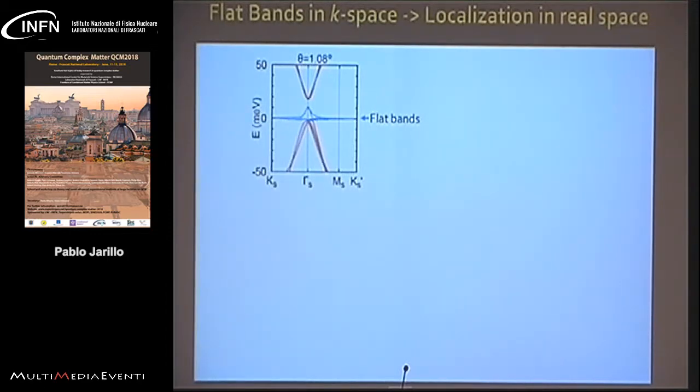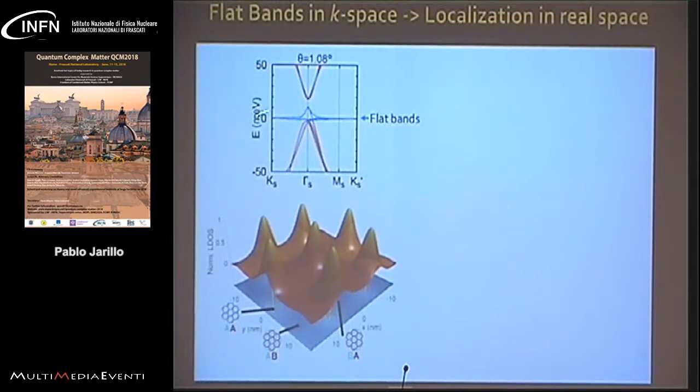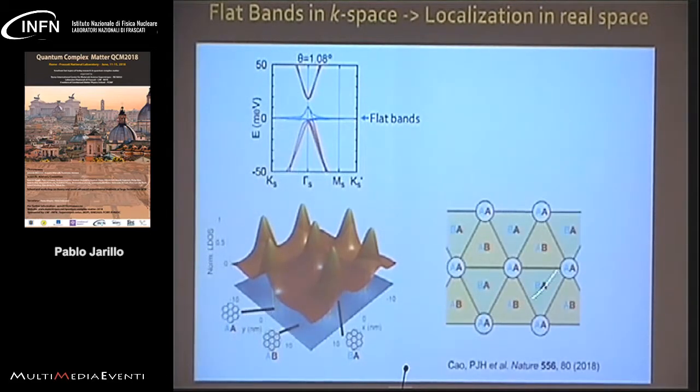So now, flat band, okay, flat in momentum space means localized in real space. Okay, you just do the Fourier transform. So what happens is that if you calculate the density of states in these flat bands, okay, as a function of space, what you have is these localized peaks at regions where you have AA stacking, where the two graphene sheets are locally, approximately exactly on top of each other, and these regions of AA stacking are separated by AB and BA stacking regions.